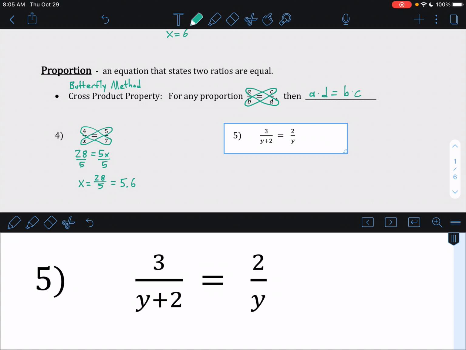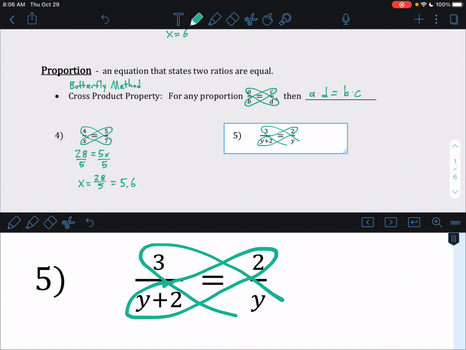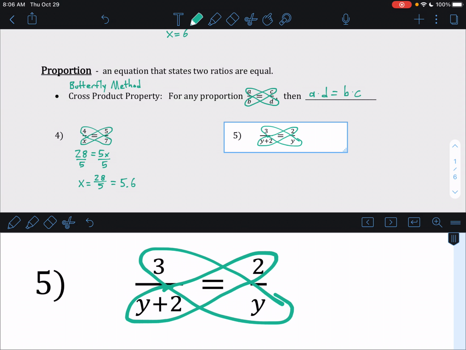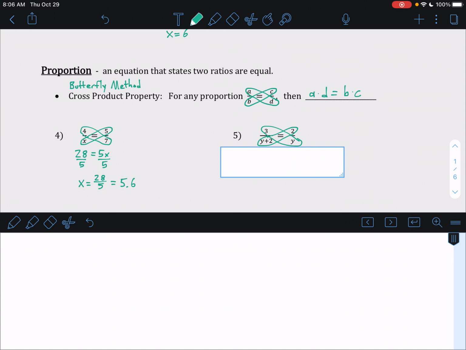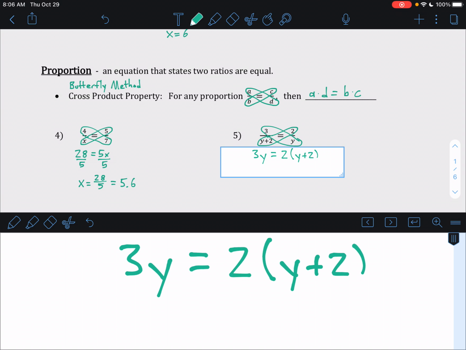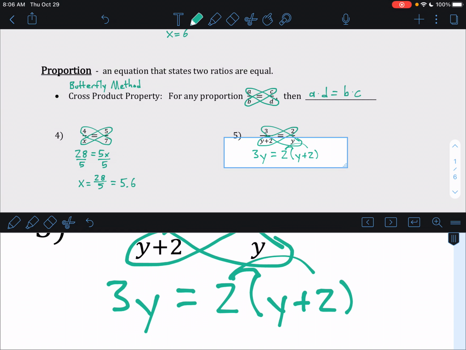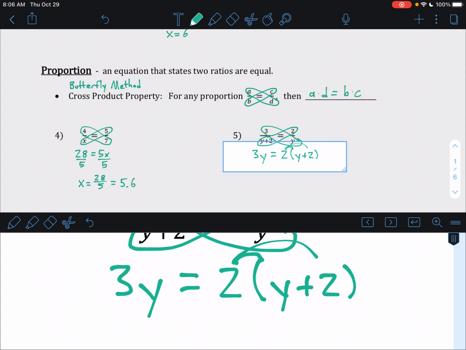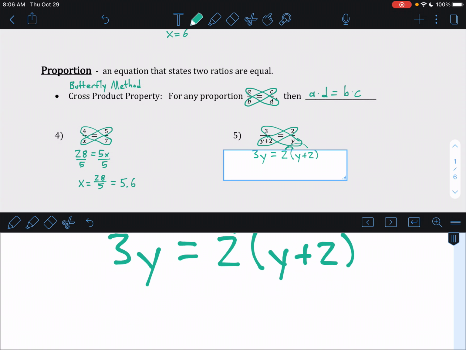Okay, number 5, let's see. I will multiply these two numbers together and then multiply these two numbers together. That gives me 3 times y, which is 3y, equals 2 times y plus 2. I'm going to distribute this 2. So that gives me 3y equals, 2 times y is 2y, 2 times 2 is 4.